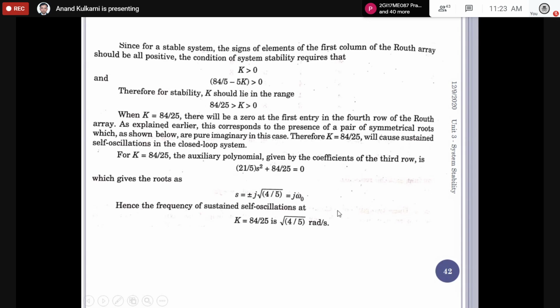That means if k is equal to 0 and k is equal to 84 by 25, the system is limitedly stable. If k is less than 0 or k is greater than 84 by 25, then the system is unstable. But if k is greater than 0 but less than 84 by 25, the system is stable.